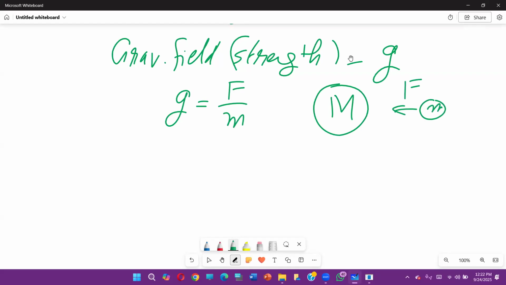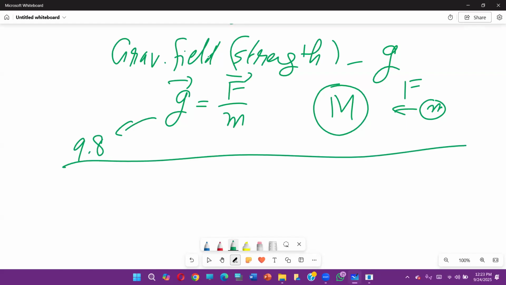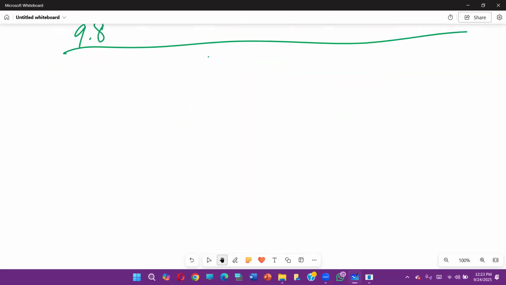What is the concept of gravitational field strength? The concept says it is the signal strength of gravity. Like a Wi-Fi signal, any signal, it shows how much gravity is intensified at a particular position. Is g a vector? g is a vector. And for the surface of the earth, the value of g is 9.8, but it can change. It can always change.